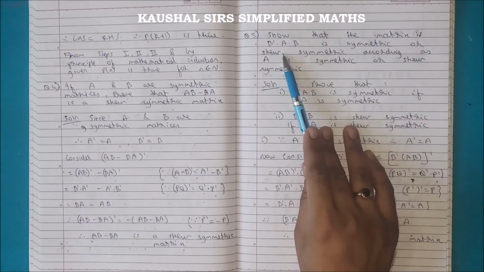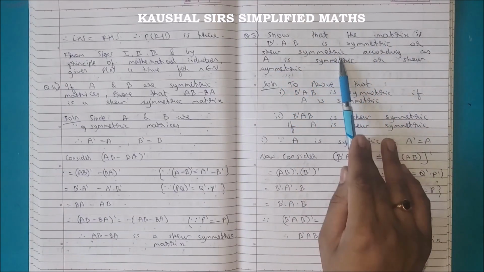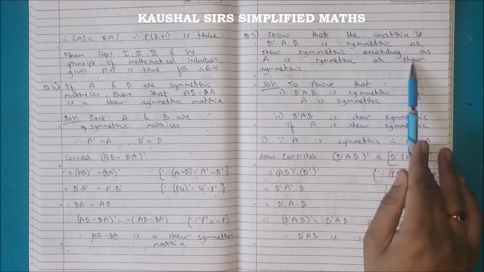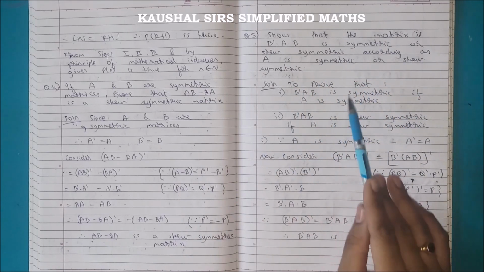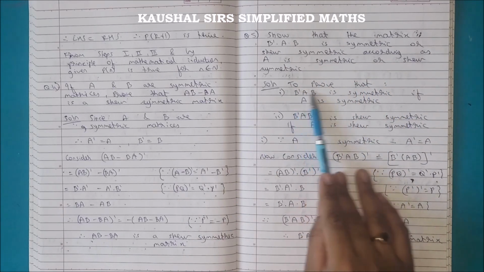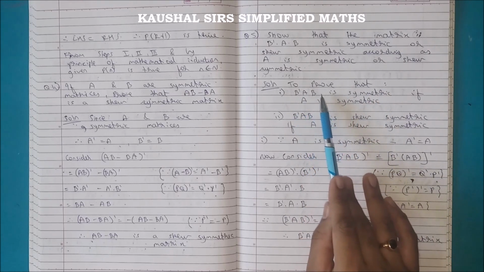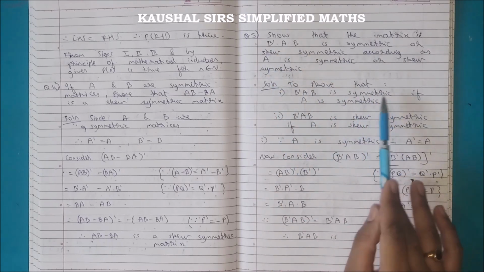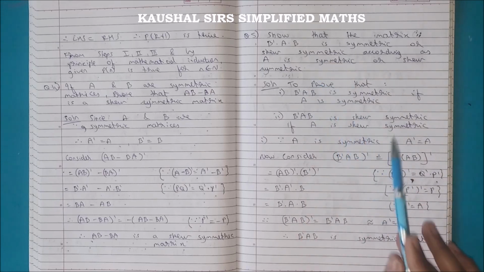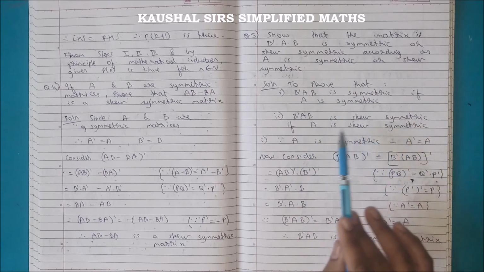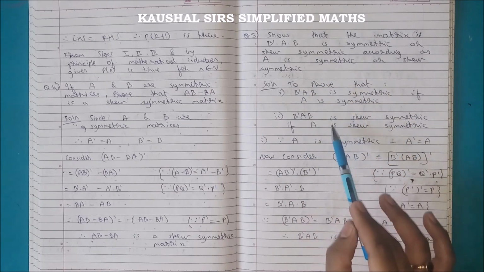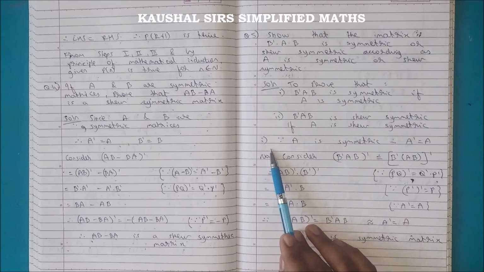Okay, let's move to the fifth question. Show that the matrix B dash AB is symmetric or skew symmetric according as A is symmetric or skew symmetric. मतलब इसमें दो पार्ट हमको प्रूव करना है. फर्स्ट पार्ट में क्या प्रूव करेंगे कि B dash AB जो मैट्रिक्स है that is symmetric if A is symmetric and it is skew symmetric if A is skew symmetric. तो दो पार्ट है प्रूफ में.